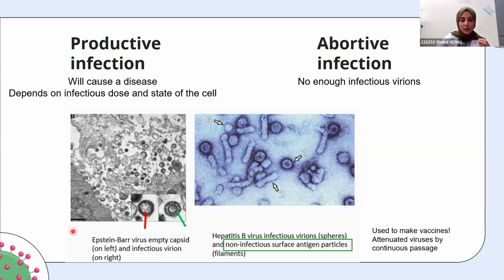And here again, you have another picture. Here you have an empty capsid. It does not have genomic material. This is an infectious virion. So here you have genomic material with the capsid. So it's basically the amount of infectious virions that will determine if this infection will cause a disease or will not cause a disease.